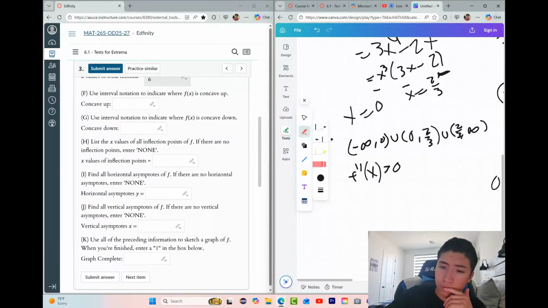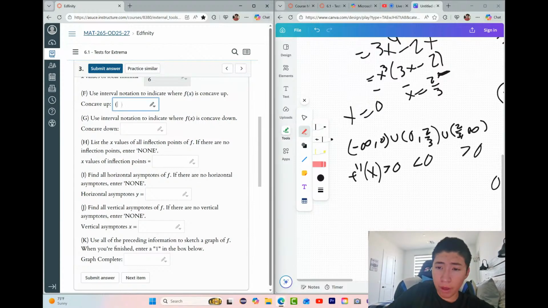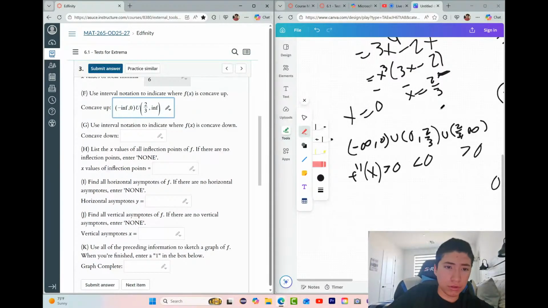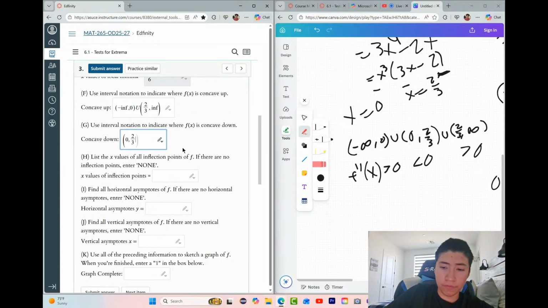Here, what do we have? If we choose anything in between there, this is going to be less than 0, negative. That's positive. So this is negative, less than 0. And here we're going to have something positive. So concave up is going to be from negative infinity to 0, union 2/3 to infinity. And concave down, well, it's going to be from 0 all the way to 2/3.